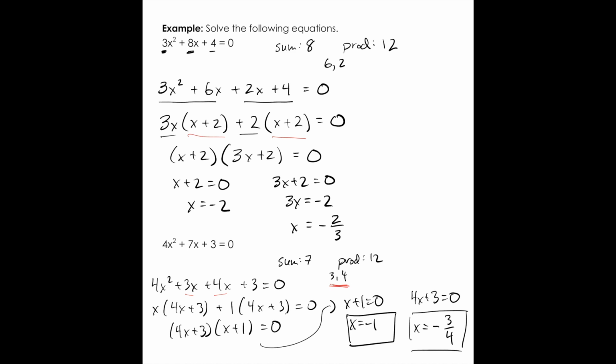And one thing to note with this particular question is when I factored my second two terms, 4x plus 3, they don't have anything in common. So in that case, I factored out a 1. And what that allowed me to do is know that this second term here is x plus 1. Great, so you should have solutions of negative 1 and negative 3 over 4.